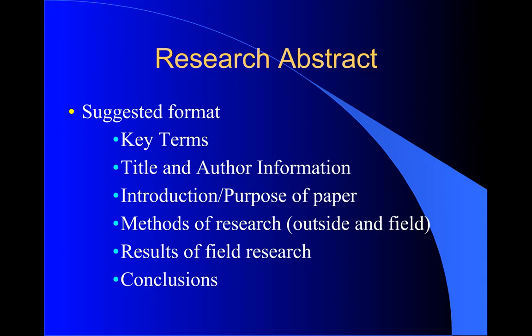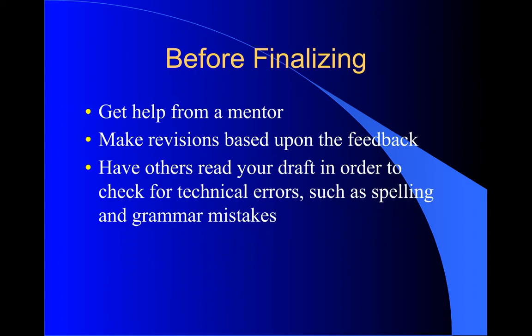Methods of research. The next thing that you have to do is explain what kind of sources you used to write your paper. And if you did any field research, what kind of field research you conducted. So for example, if you conducted a survey, or if you observed people in different situations, then you would explain what the situation was, what the survey was all about, and you would include the results of the field research as well. And then finally, you include the conclusions that you come to throughout your paper. Okay, so that's what you have to have in your research abstract.